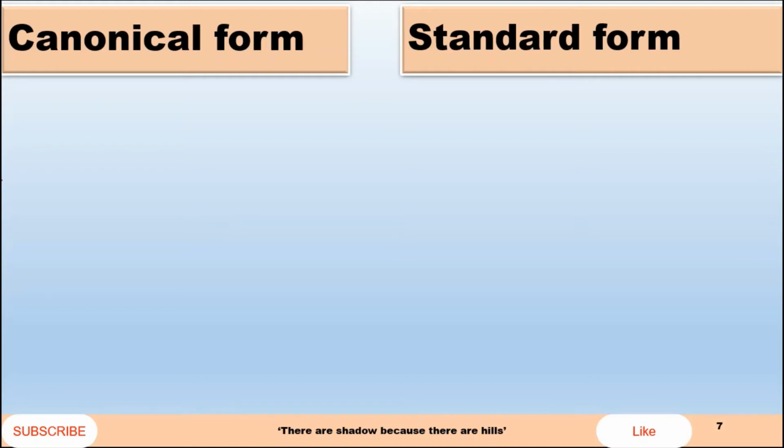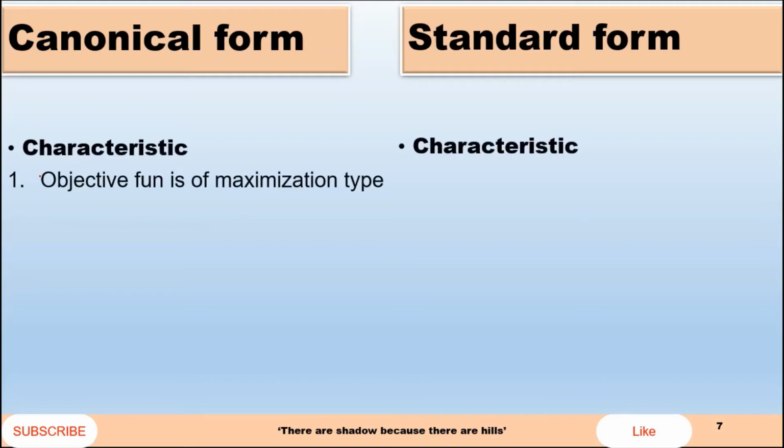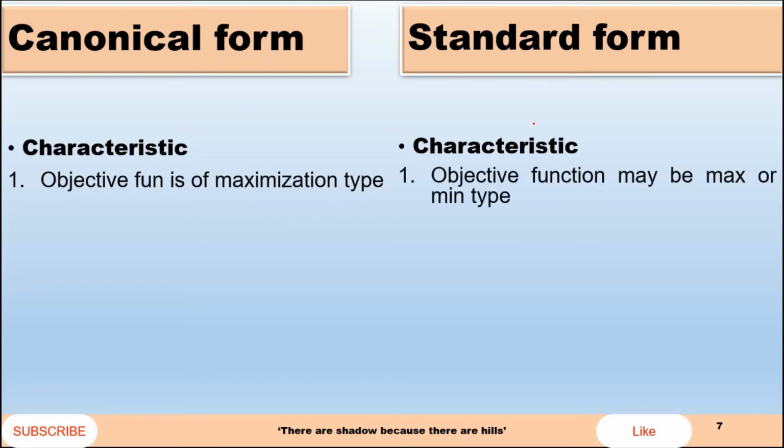Now let's see what the characteristics of canonical form and standard form are. In canonical form, the objective function is of maximization type only, right? If the objective function is not maximization type, you can convert it into maximization type by using certain elementary transformations, which we will see how to do. But in case of standard form, the objective function may be of maximization type or minimization type.